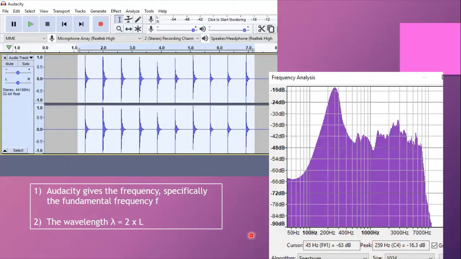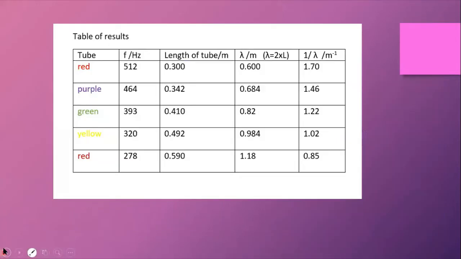Now let's remember that because we're using a tube that's open at both ends, a Boomwhacker, then lambda equals 2 times L. So Audacity gives us the fundamental frequency, measuring the length gives us the wavelength. Okay, let's move on. Here's a table of results, and we've got different frequencies, we've got the lengths, we've got lambda, and we've got 1 over lambda.